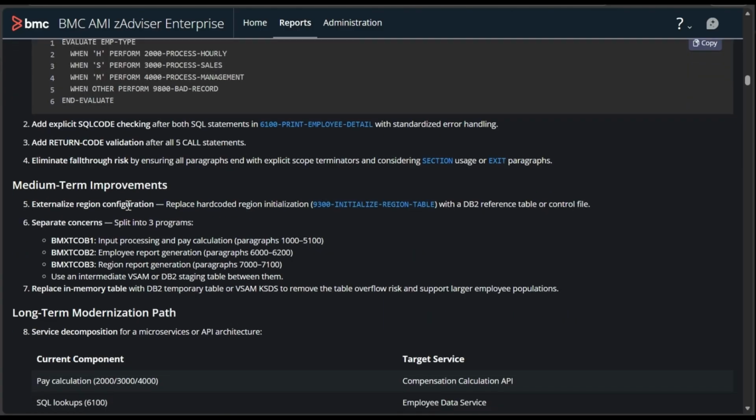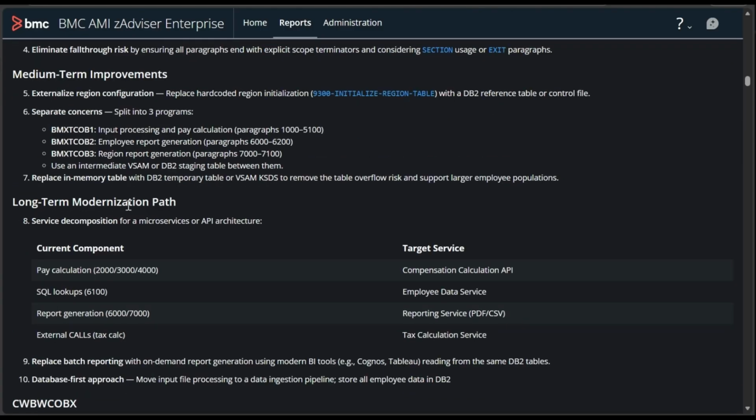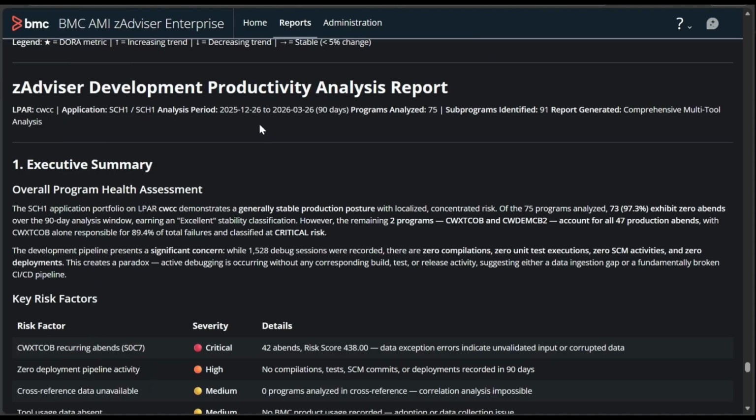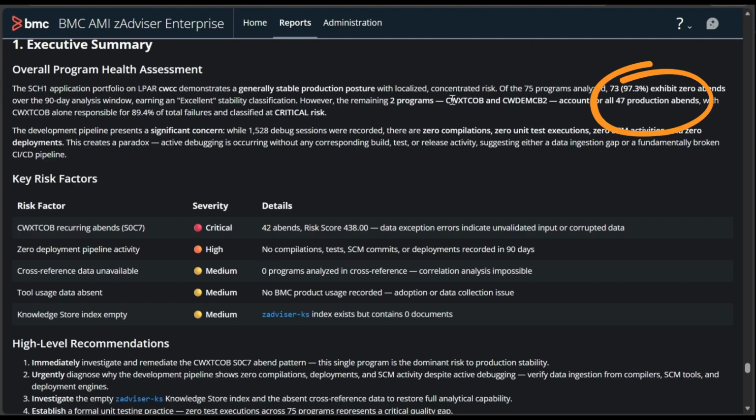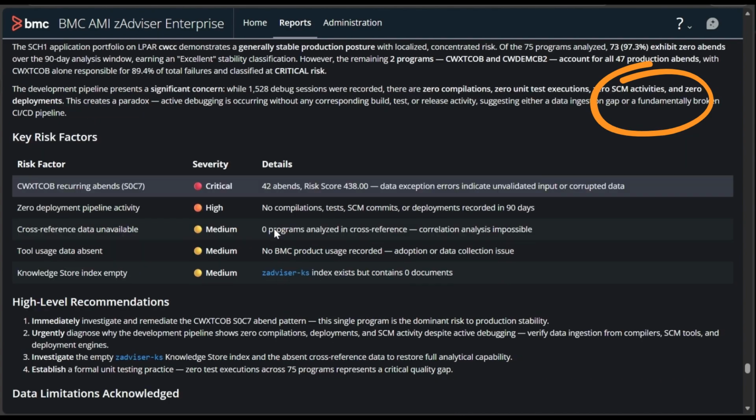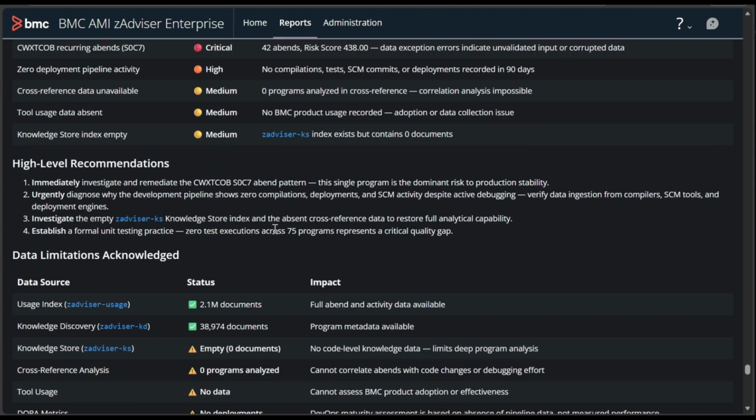But analyzing the source code is only half the picture. Let's look at what zAdviser telemetry reveals about production stability, and this is where the data really starts telling a story. Over 90 days, zAdviser captured 47 abends across 75 programs. On the surface, that seems manageable, about 1 every 2 days. The overall stability category comes back as good.